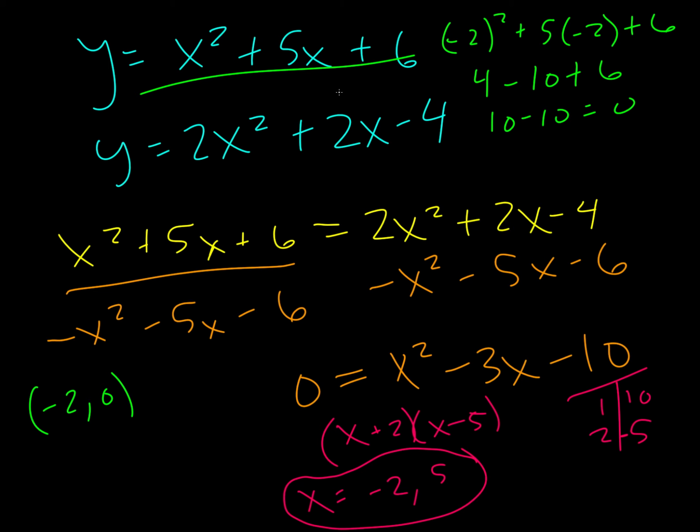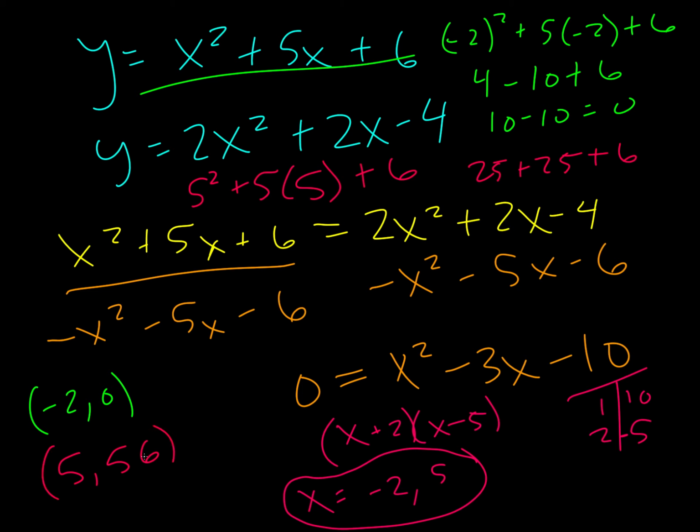Then I need to plug in a 5 right here. So it's going to be 5 squared plus 5 times 5 plus 6. So that's going to be 25 plus 25 plus 6, which is 56. And so it's 5, comma 56.